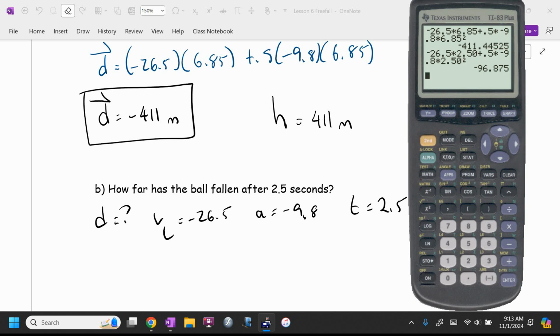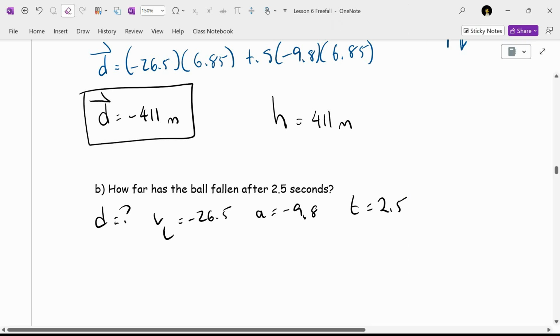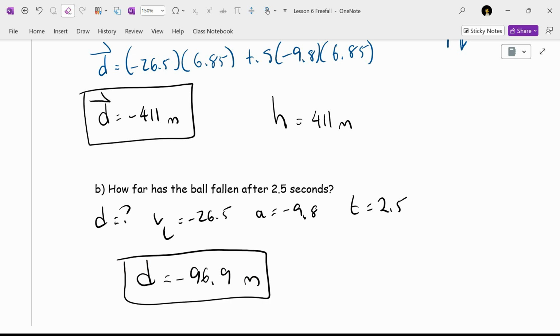I got negative 96 point what? 9. Yes, not 8. Negative 96.9. And Robin, on a quiz or a test, I would have shown all my work just in case. This is how I would have done it in my homework. I might have said, it's the same question, so I'm just going to backspace and edit and go straight to the answer. Next.